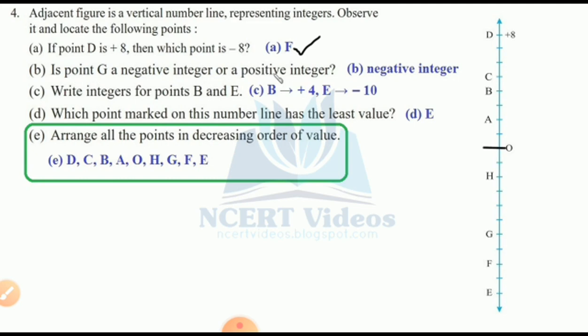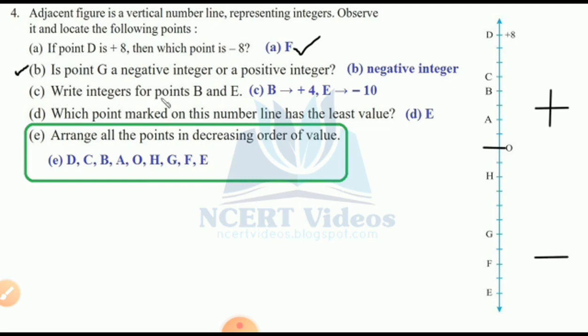Is point G a negative integer or a positive integer? Where is G lying, beta? Yes. Upside is a positive number, downside is a negative number. So G is a negative integer. Integer or number, you can use the same word.